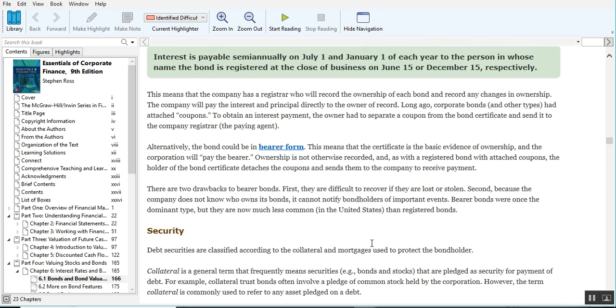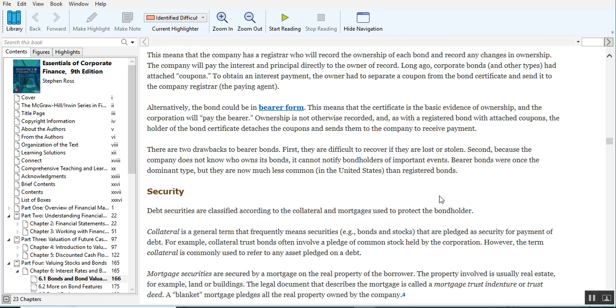There are occasions where bonds can be issued in bearer form. That means there's not a registered ownership. Whoever has the bond document can actually claim those bonds. They can actually take them and sell them. A registered bond is different because the ownership is recorded, but a bearer form bond is not. There's some danger and risk in that, anybody who finds those bonds can actually cash them in. The drawbacks to bearer bonds are they're hard to recover if they're lost or stolen, because the company is not going to keep track of who owns them, and it can't notify bondholders of any important events. So bearer bonds were once the normal type, but they're now far less common because of the risks, rather than the registered bonds.